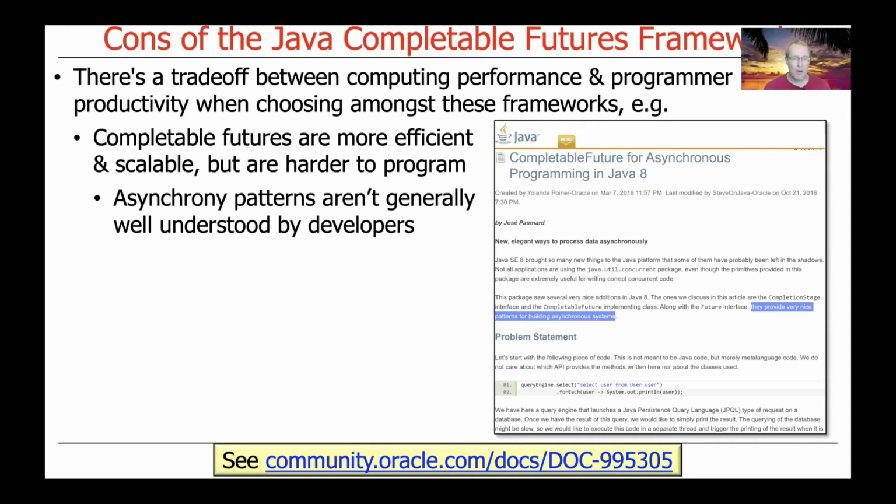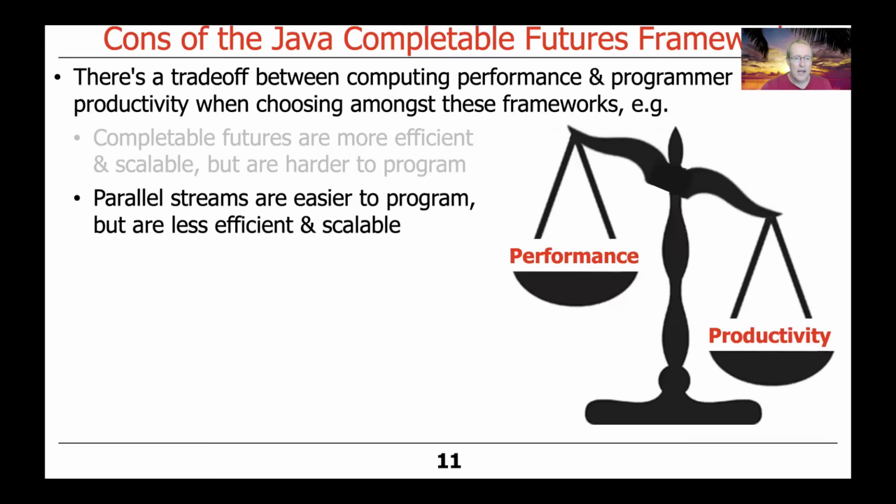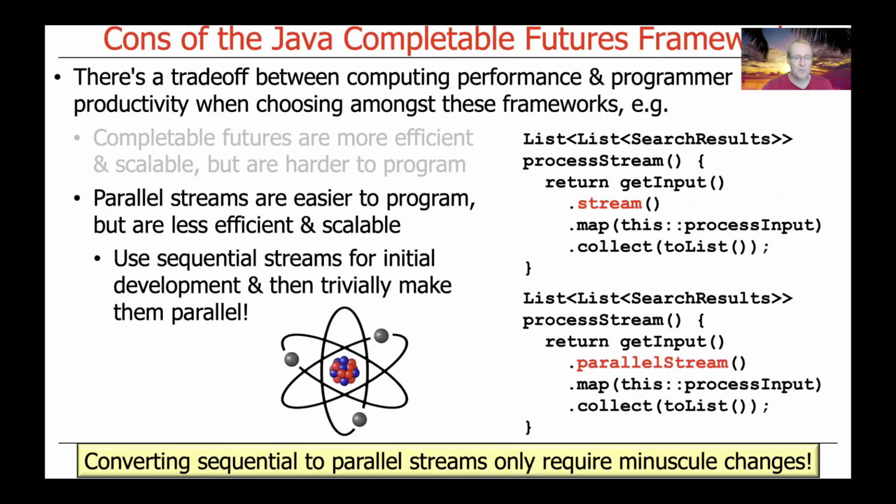Most of us started out with synchronous programming. That's just a very natural thing to do with two-way method call semantics, and asynchronous stuff is just a bit weirder. Conversely, parallel streams are easier to program because they're synchronous, but they tend to be a bit less efficient and a bit less scalable. Again, typically way better than doing things sequentially, but not as good as using completable futures.